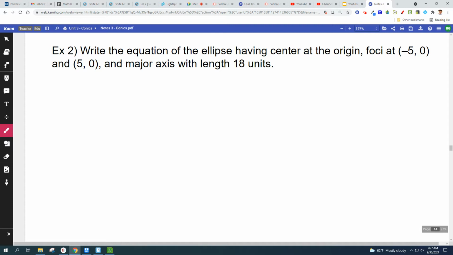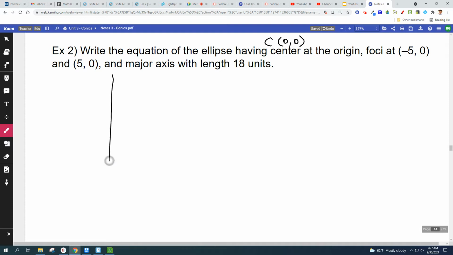Number 2, write the equation of the ellipse having center at the origin, foci at negative 5, 0, and 5, 0, and a major axis with length 18 units. All right, so I find a lot of students won't draw a picture if it doesn't say to draw a picture. But honestly, sometimes that's the best thing that you can do. I know the center is at 0, 0, and they give me some other information. I think the best thing that you can do is draw a picture of what they give you.